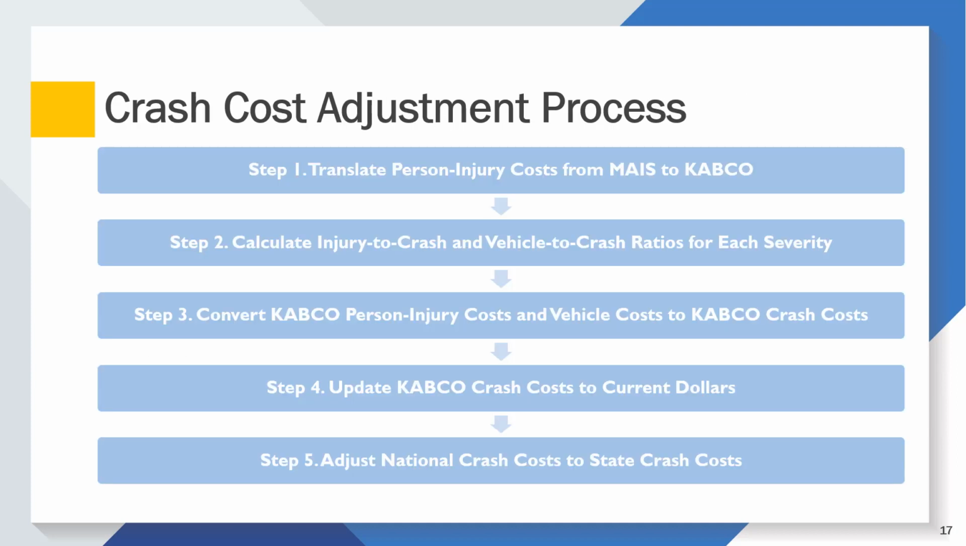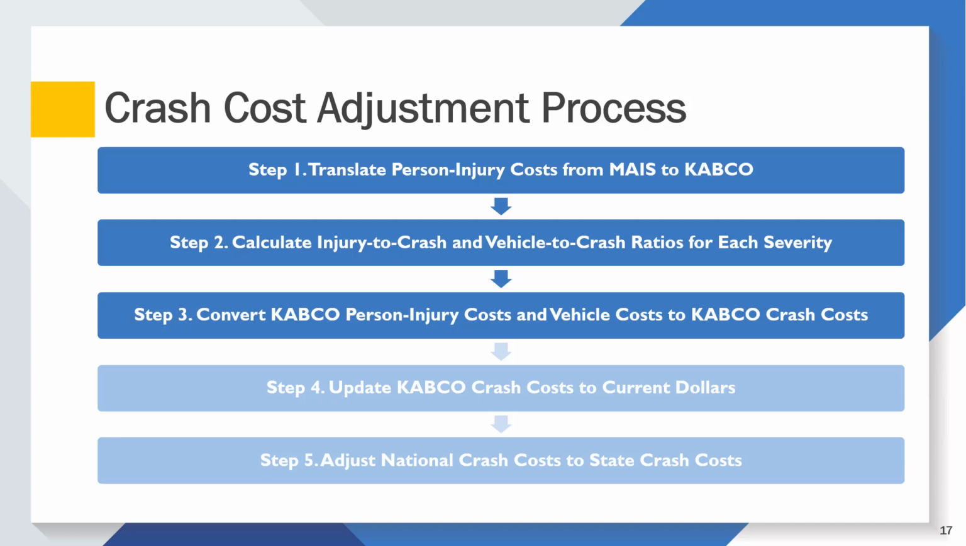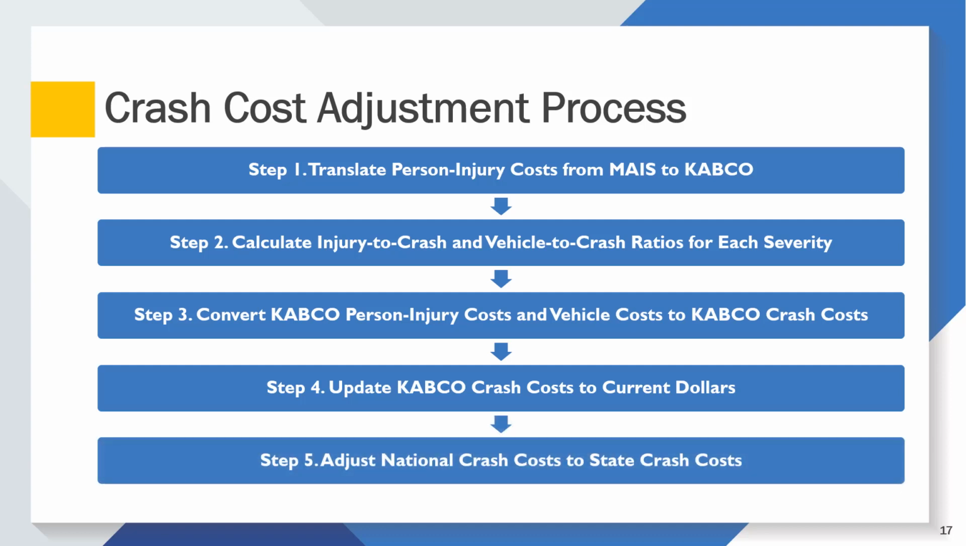The Crash Costs Guide outlines 5 steps to develop KABCO crash costs for a state from the MAIS person injury costs in NHTSA's 2010 report. The process includes translating person injury costs from MAIS to KABCO scale, calculating injury to crash and vehicle to crash ratios, using those ratios to convert person injury costs to crash costs, updating those costs to current dollars, and adjusting to a state.